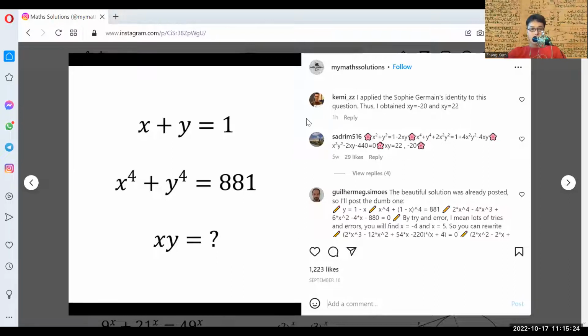All right, so the question is: you are given x plus y equals 1, and x to the power of 4 plus y to the power of 4 equals 881. You are asked to find what xy is.